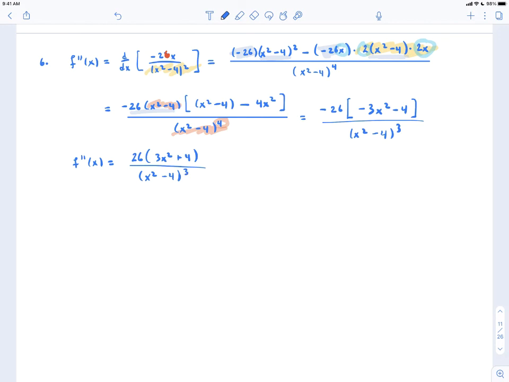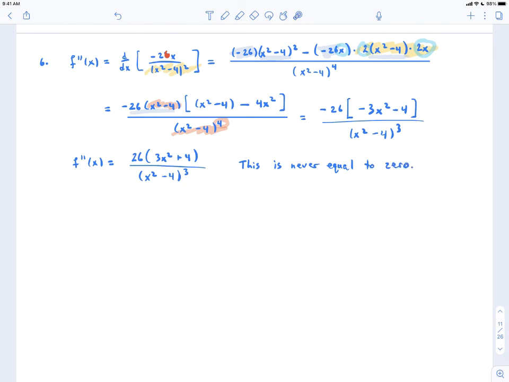Okay, now what you'll notice about this is there's no place where this is ever equal to 0. So this is never equal to 0.